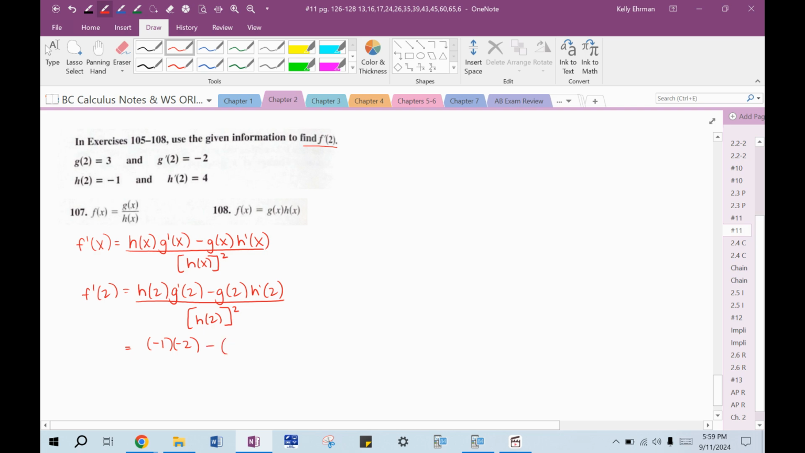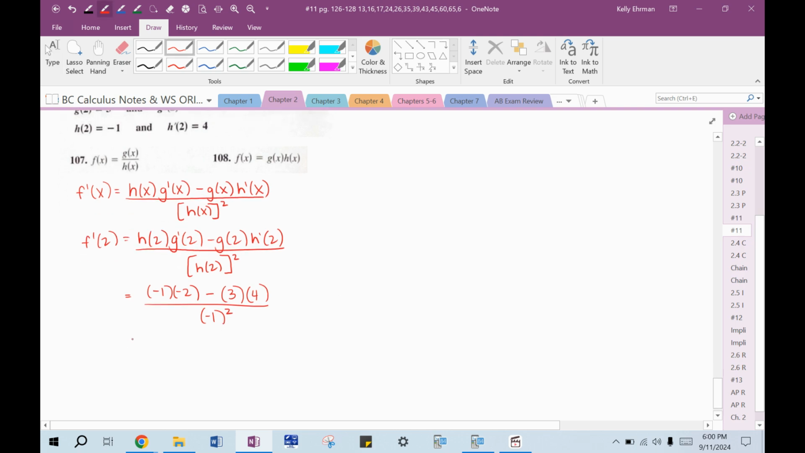G of 2 is 3. H prime of 2 is 4. H of 2 is -1. And then that's going to get squared. So this is 2 minus 12 over 1. So f prime of 2 is equal to -10.